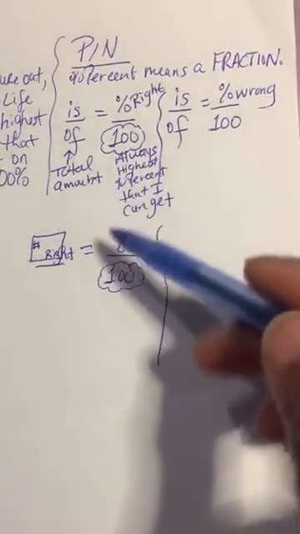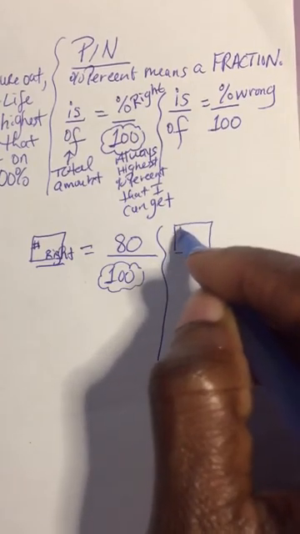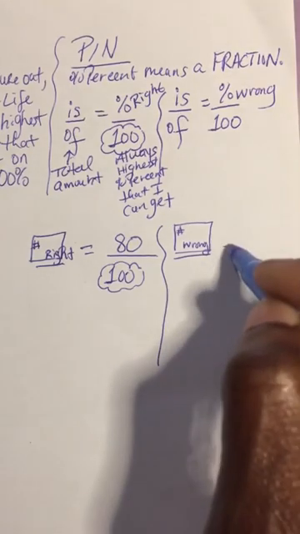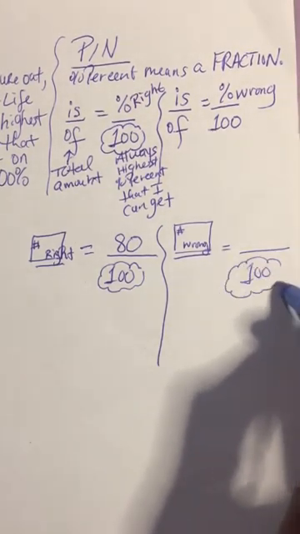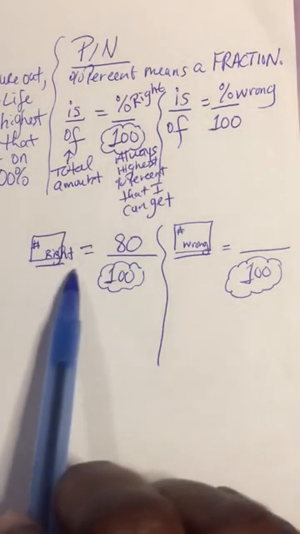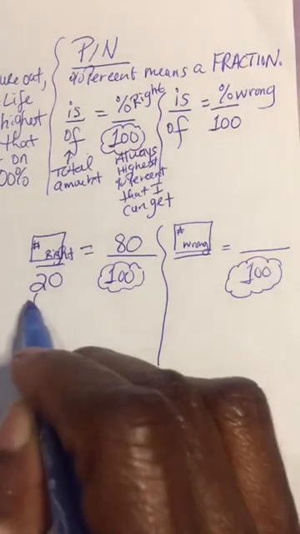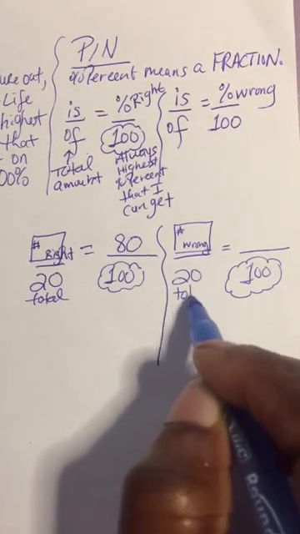If this side represents the number that I got right, this side is going to represent the number that I got wrong. And remember that 100 always goes here as well. The total amount of questions is 20. 20 is the total amount. 20 is still the total amount.